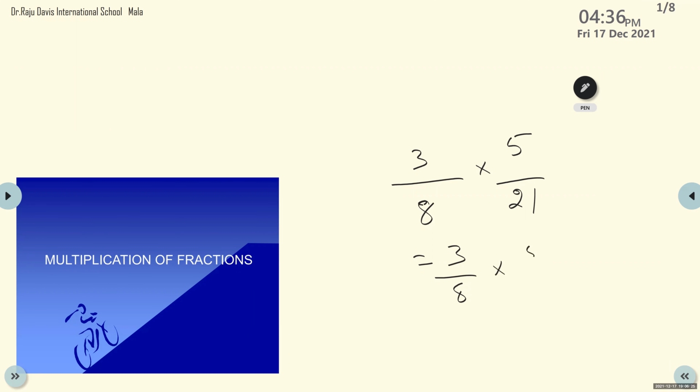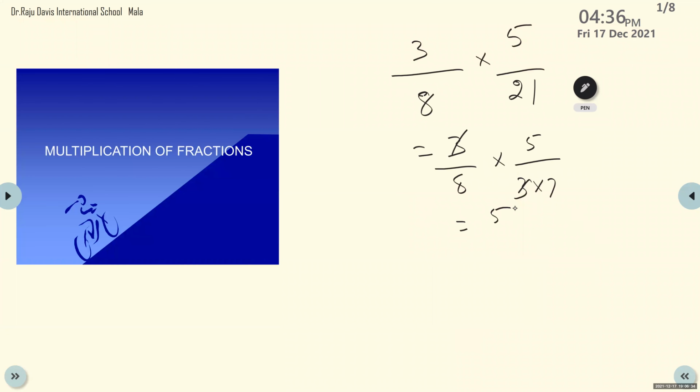So you write it as it is. No common terms. But 3 into 7 in 21, we'll get 3 into 7. Then 5, 3 here is 1 in the numerator, 8 into 7 is 56 in the denominator. That's all.